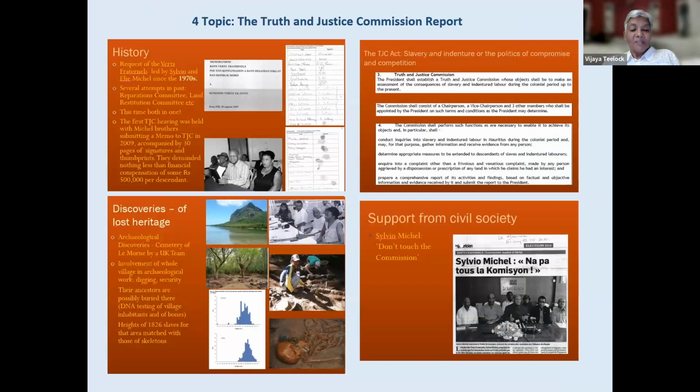The next topic was the Truth and Justice Commission. I was the vice chairperson. This was a momentous occasion for many Mauritians. The person you see on your left here, Mr. Silvio Michel, had been asking for a commission to investigate the consequences and effects of slavery and to discuss compensation for descendants of slaves since the 1960s.